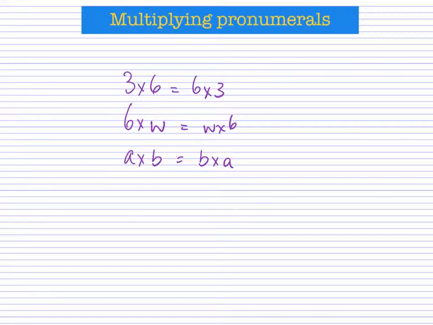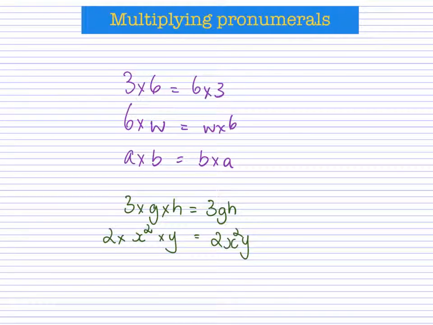In our previous lessons, we've also learned that we're omitting the multiplication sign for convention. For example, 3 times g times h is written as 3gh. Similarly, 2 times x to the power of 2 times x to the power of 2 times y would be written as 2x to the power of 2, x to the power of 2, y. And don't forget, our real numbers are written first, and then our pronumerals are always in alphabetical order.